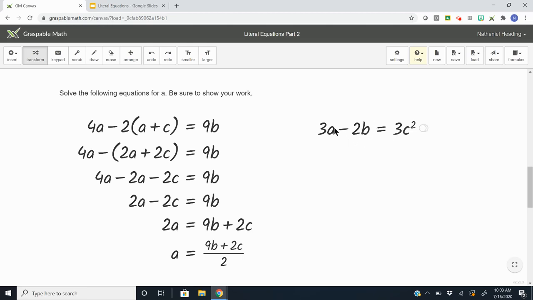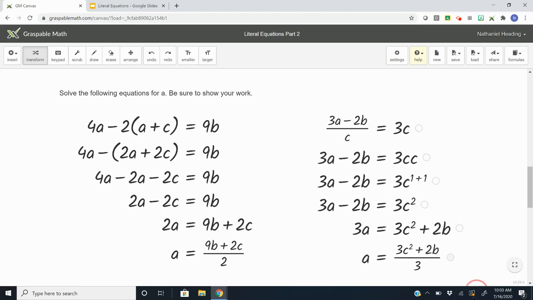Next, I want to get rid of this minus 2b. So to get rid of minus 2b, we're going to add it to both sides. So I'm going to click and hold, press the space bar, and bring it to the other side. Okay, and I can't combine those because this is c squared and that's b. So lastly, I need to get rid of this 3. So I'm going to divide both sides by 3. Notice how every single term here is divided by 3, not just the first one. And there we have it. We have a isolated by itself.